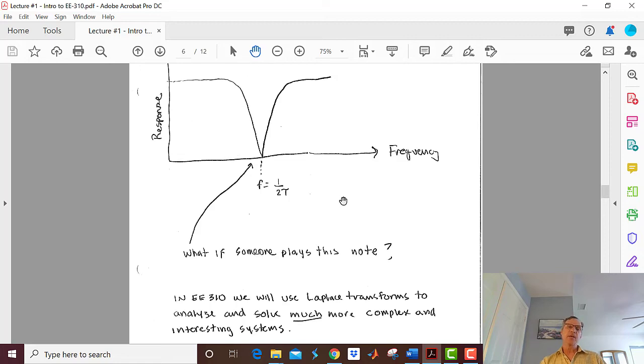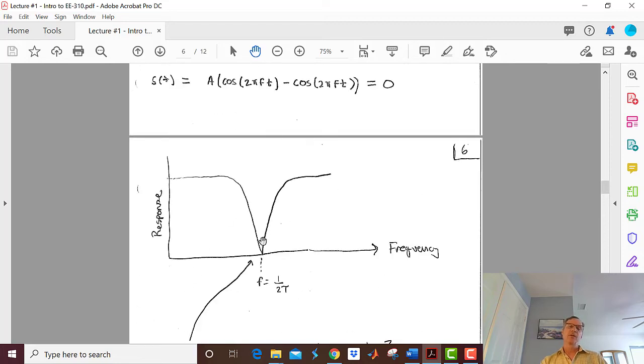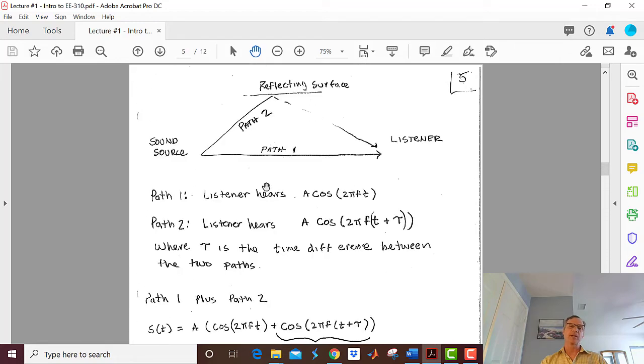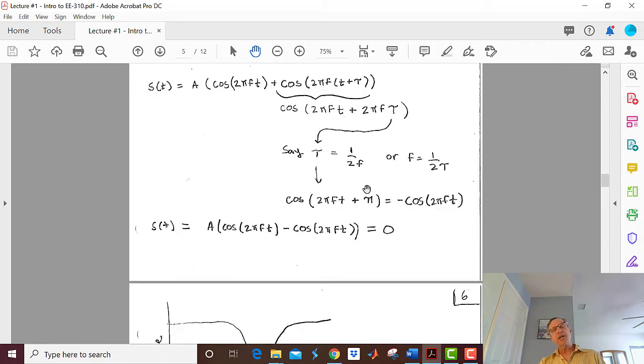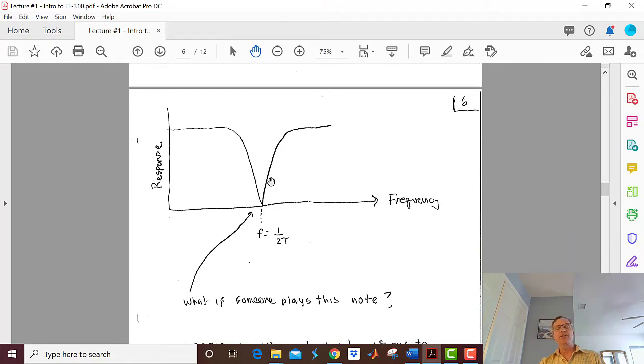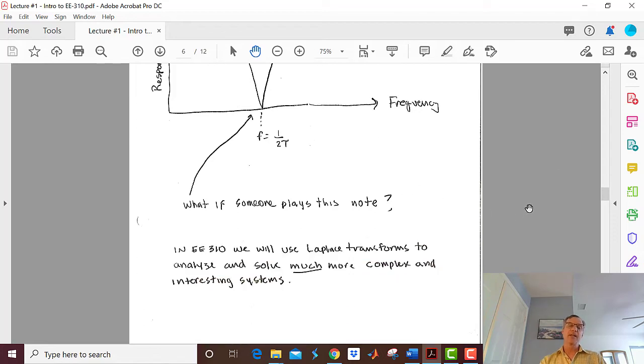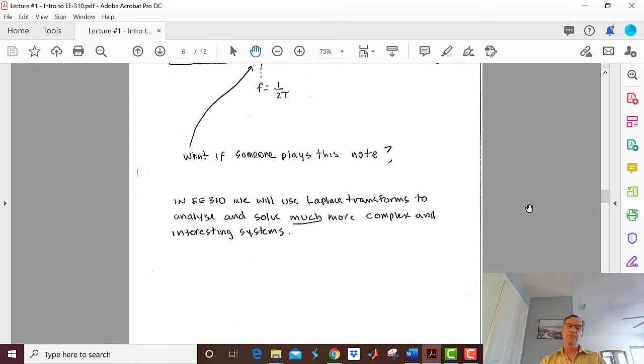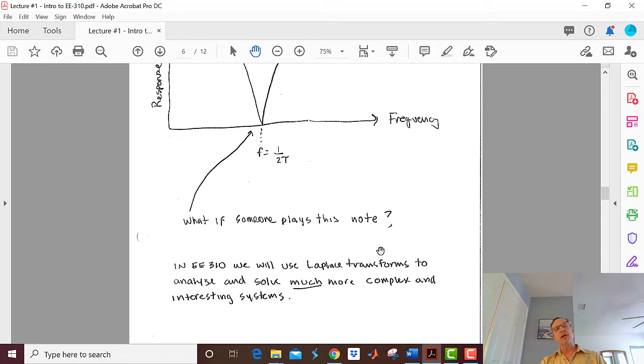Now, I did this example using just trigonometric identities. And using trigonometric identities, I was kind of limited to having just one reflected path. When we get into chapter 15 and chapter 16 and we use Laplace transforms, we'll find that we can tackle much, much more complex and interesting problems. So that's just an introduction to EE 310. Hopefully it gets you a little bit excited about this material. It certainly reminds me of why I enjoy it so much.